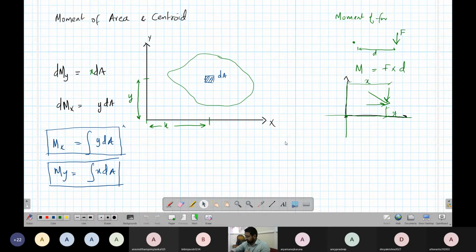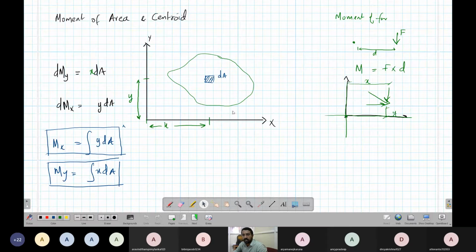Then we learned how to find moment of area. What you have to do is find a very small area. If you want to find the moment of area about this axis, it is this small area into its perpendicular distance. The only thing is area into perpendicular distance.